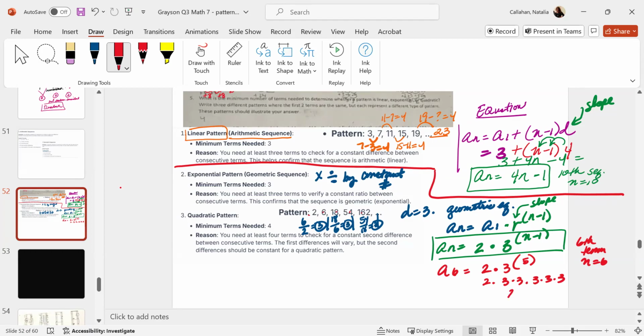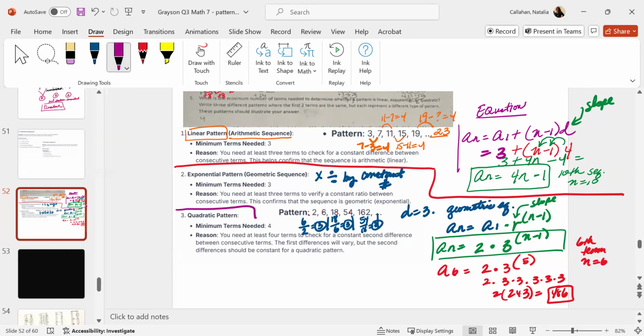Which will give you 243 times 2, which is 486. So that will be the next number after 162. Does that make sense? And sometimes you can tell, like when the pattern is 2, 6, 18, 54, it's going from small to big very quickly, right? So it's going to be exponential, okay?